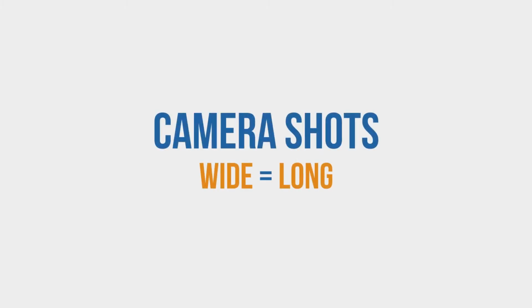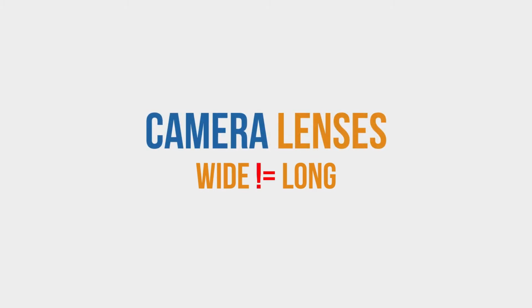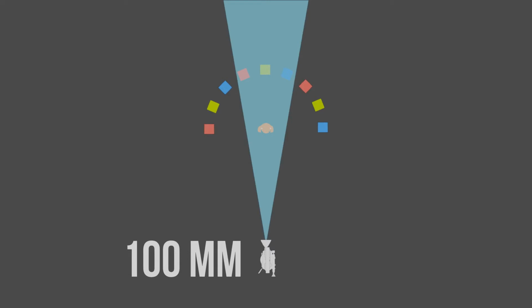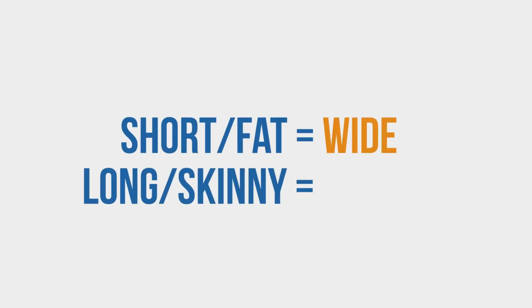Now, as I pointed out before, wide and long can be used interchangeably when you're talking about types of camera shots, but when you're talking about lenses, long and wide are the exact opposites of each other. What? So a short lens, or a short focal length, equals a wide field of view, and a long lens, or a long focal length, equals a narrow field of view. Not that it matters, but the way that I remember this is by thinking about the size of the lens. Short and fat is wide, long and skinny is narrow.